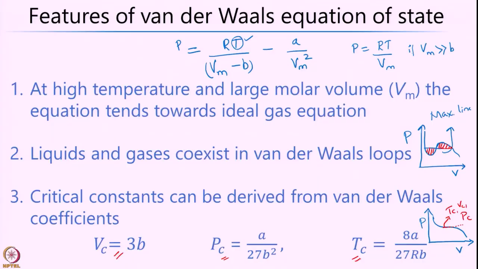Alright, so now we have looked at the different features of the van der Waals equation of state, and we also talked a bit about the critical temperature and the critical volume. So, now let us look at this in a little more detail. What do these critical temperature, pressure and volume mean?